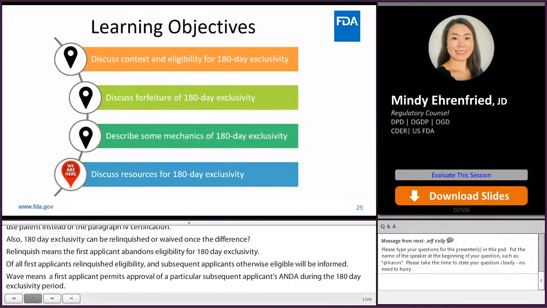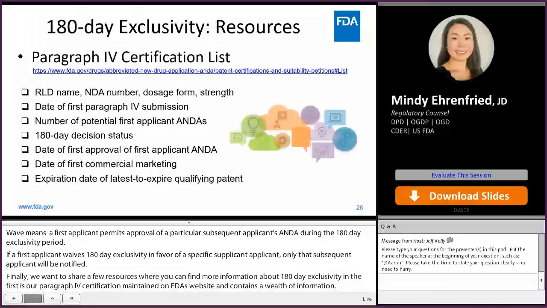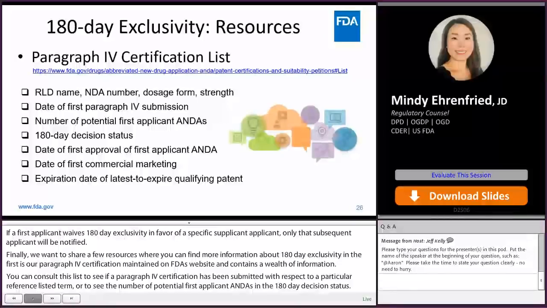Finally, we want to share a few resources where you can find more information about 180-day exclusivity. First is our paragraph 4 certification list, which is maintained on FDA's website and contains a wealth of information. You can consult this list to see if a paragraph 4 certification has been submitted with respect to a particular reference listed drug, or to see the number of potential first applicant ANDAs and the 180-day decision status. We do want to note that FDA does not disclose the identity of the ANDA applicants for pending ANDAs, and the information in the paragraph 4 certification list is for reference only. The agency's regulatory decisions are based on data and information available to the agency in relevant applications.